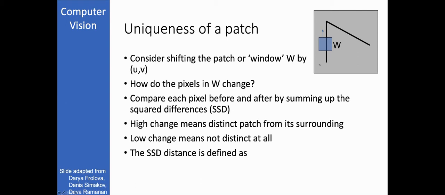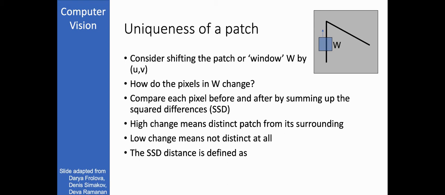So consider a patch here, and consider that we shift the patch in U and V direction. So U and V can be any direction. And we will study how the pixels within this W patch or window are changing. We will use sum of square differences, SSD, before and after the shift, and compare the intensities of the pixels using SSD. So high change means that there's a distinct patch from its surrounding. Low change, or low SSD, will mean that patch is not distinct at all.